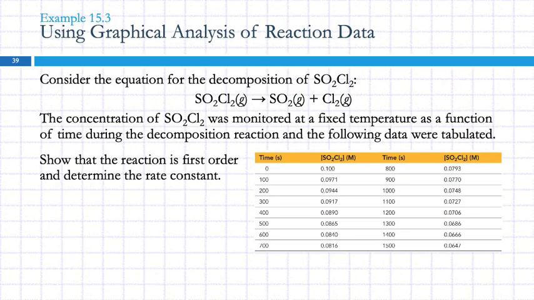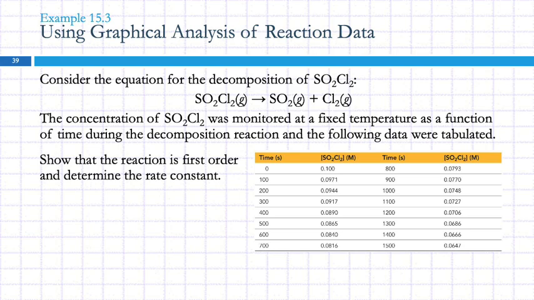Okay, so graphing is one way to determine the order of a reaction. Here we've got this reaction, SO2Cl2 decomposing to form SO2 and Cl2. They're monitoring the concentration of the reactant at a fixed temperature as a function of time. Here we have the time, they're measuring it every 100 seconds. Here's the concentration, and this goes on for 1,500 seconds. The statement here is: show that the reaction is first order and determine the rate constant.